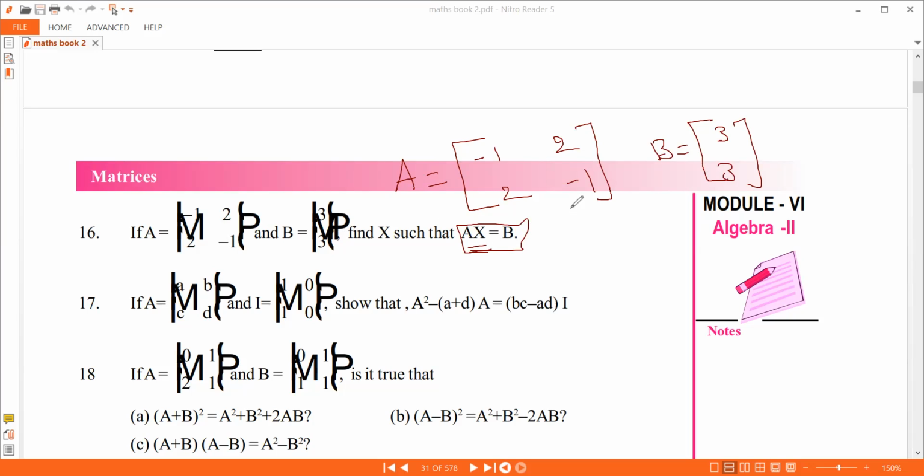See, what is this matrix to start with? It's a 2 by 2 matrix. This one is a 2 by 1 matrix, right? So the product should be 2 by 1, the resultant matrix is 2 by 1. Assume this matrix X as X comma Y.